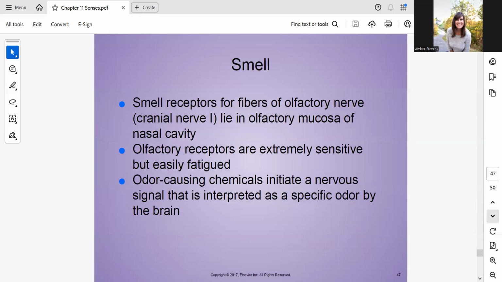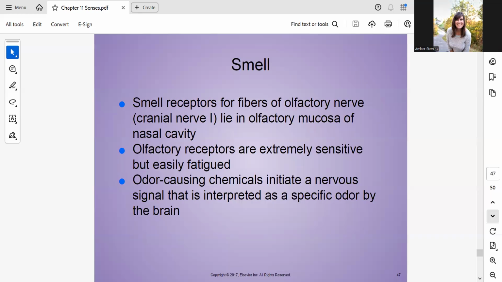So, the sense of smell is powered by specialized receptors located in the olfactory mucosa of the nasal cavity. These receptors connect directly to the olfactory nerve, which is cranial nerve 1, which allows those signals to travel to the brain for processing. The olfactory receptors are very sensitive and can detect even tiny amounts of odor-causing chemicals. When these chemicals bind to the receptors, they trigger nervous signals that the brain interprets as specific odors.